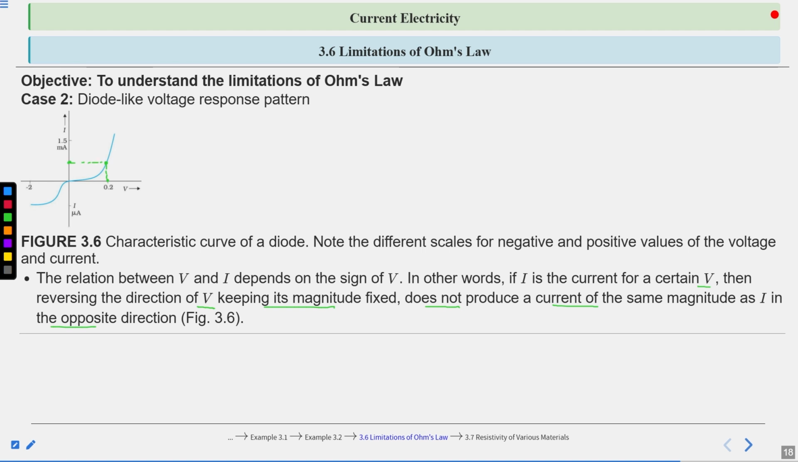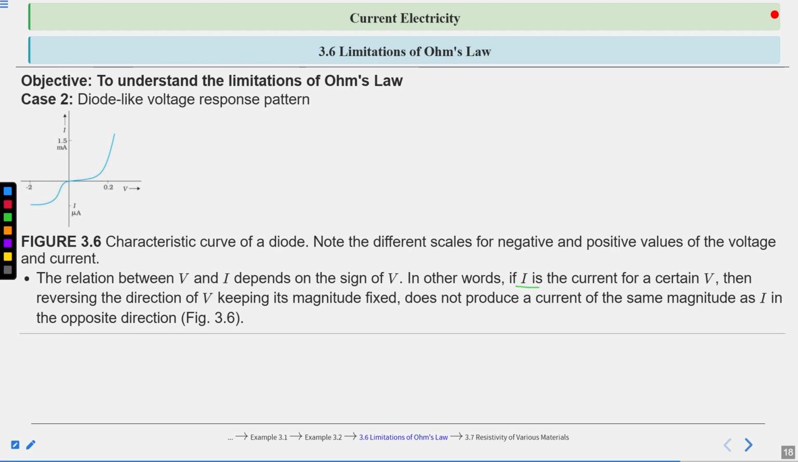Now if we take 0.2 voltage here, but the sign is different, which is minus 0.2, then corresponding to that, this is the value of current. But in both cases, for the same voltage but different sign, the value of current will be different, not the same. So that is expressed in this line.